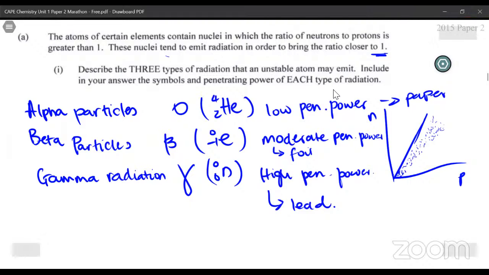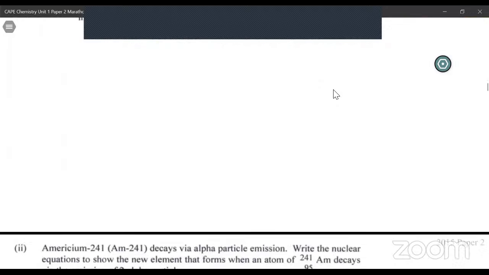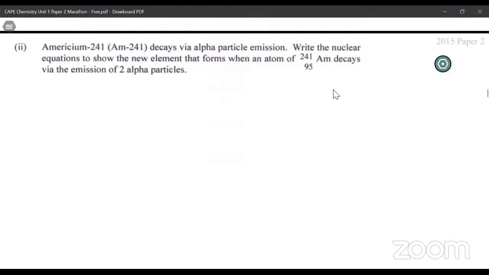Now, this question repeated. Americium 241, so you know that that's the atomic mass you'd be working with, decays via alpha particle emission. So we're told that it emits an alpha particle, which is this helium nucleus. So they want you to write the nuclear equations.